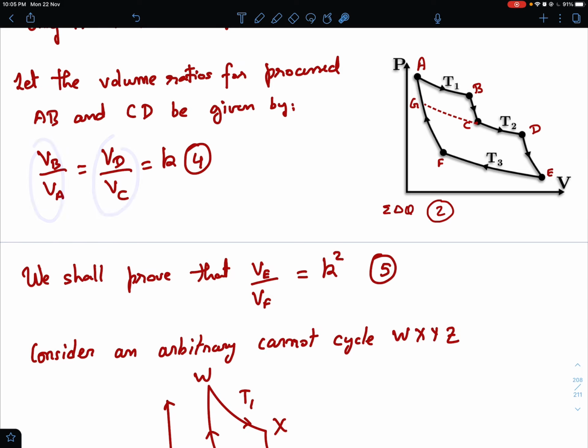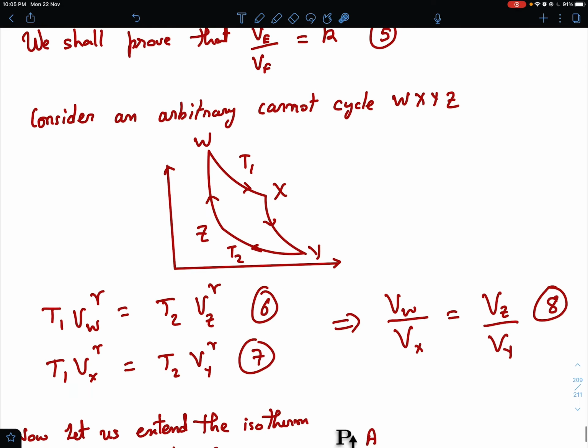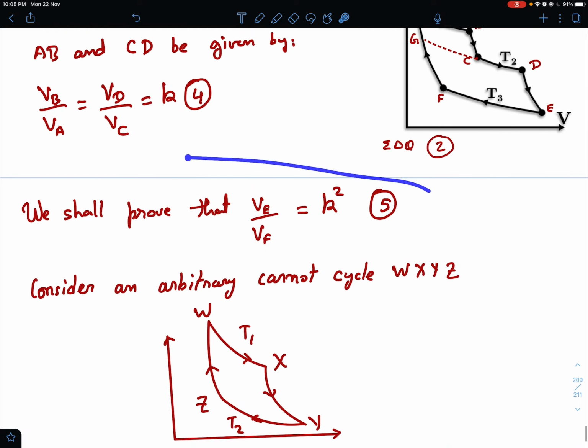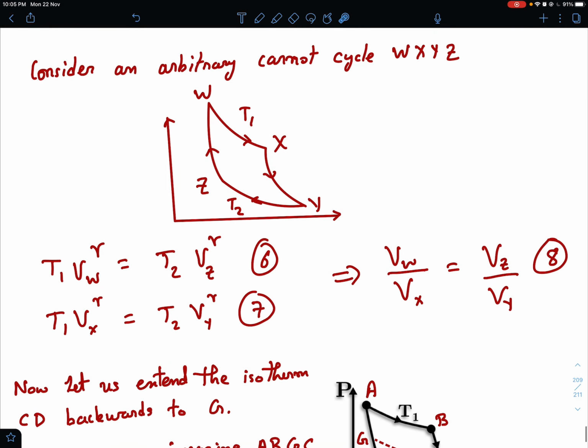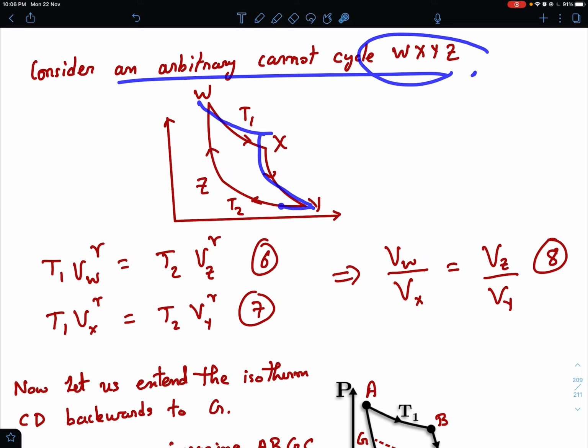So I need to prove now that VE by VF is k square if VB by VA is k and VD by VC is k. We also use this idea in the usual Carnot cycles, that these volume ratios are equal. So first I'll prove it for a general Carnot cycle, and then I'm going to extend that idea by breaking this cycle into two Carnots.